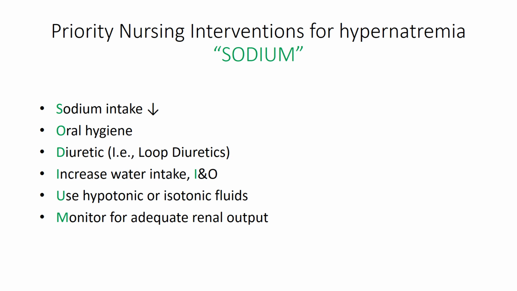Priority nursing interventions for hypernatremia is sodium. Think sodium. Sodium intake, decrease it. Don't let them add salt to their diet. Look, are you running normal saline, sodium chloride 0.9%? Are we running that in at excessive volumes and they don't need it? Oral hygiene, right? Diuretics, loop diuretics.